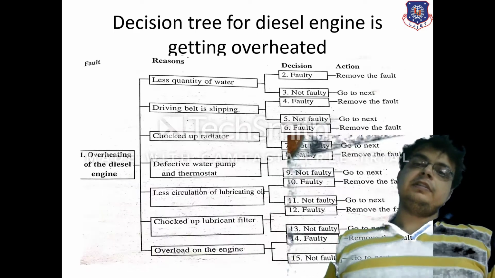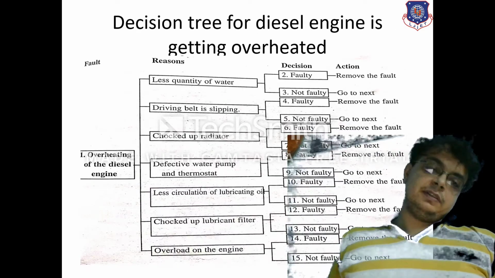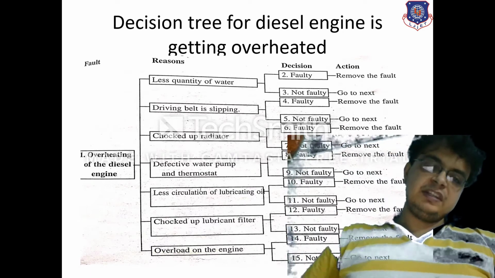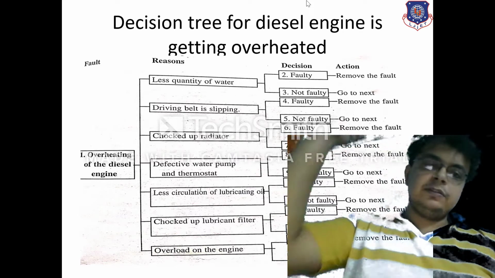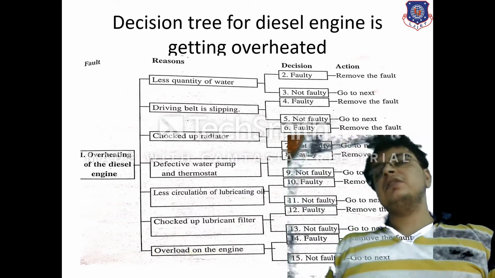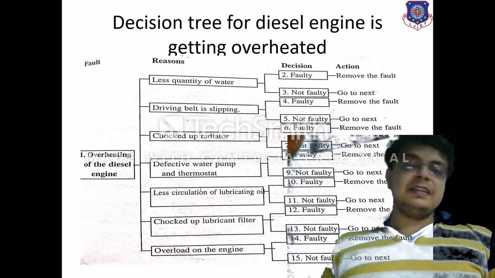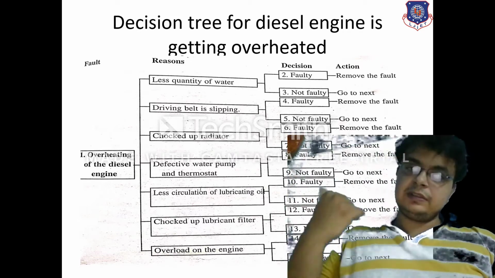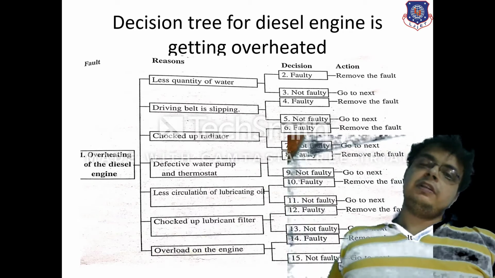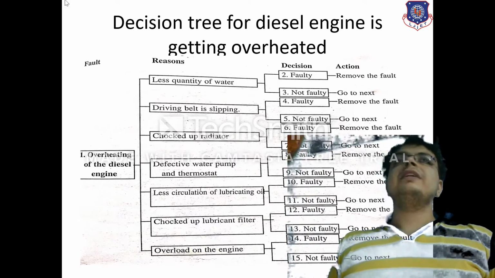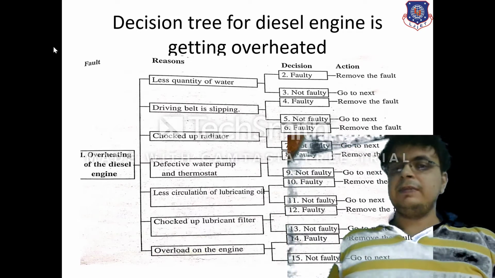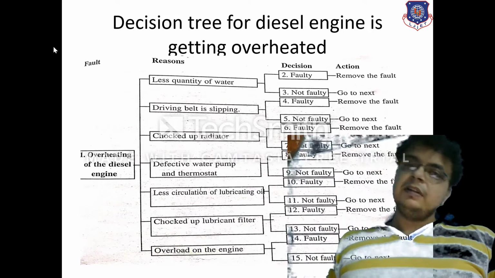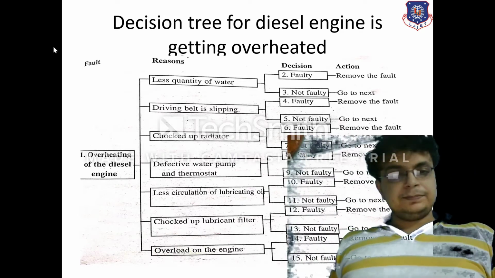Next, the decision tree for the diesel engine that is getting overheated. So yes, in the fault box, the subject should be written, that is the overheating of the diesel engine. In the next series of blocks, the reasons should be given. The reasons that can cause the diesel engine to get overheated will be less quantity of water. If the quantity of water is less, then the engine can get overheated because it is not getting the proper cooling agent. Next is the driving belt slipping. If the driving belt, that's the moving belt, is out of its ring or it is slipping, then heating can also take place.